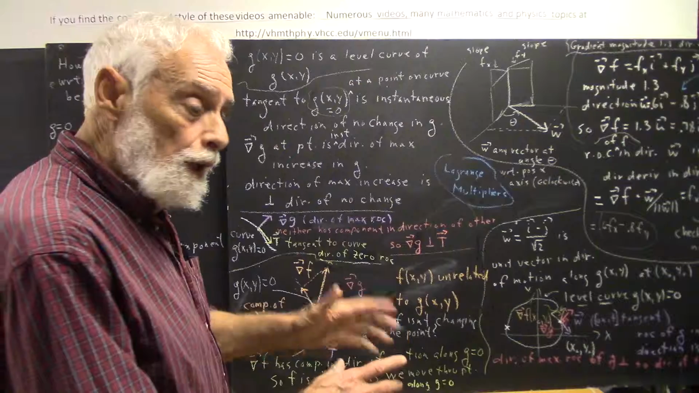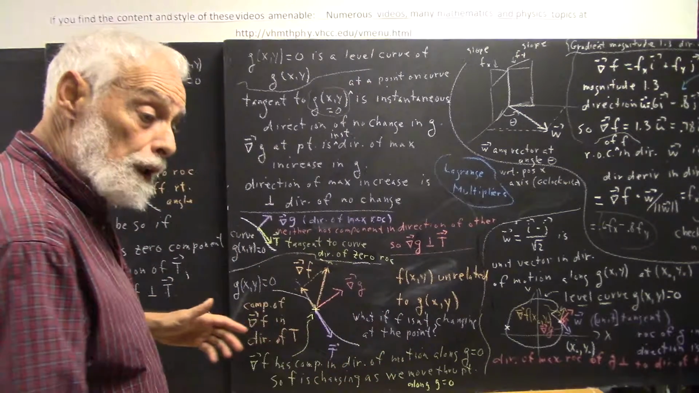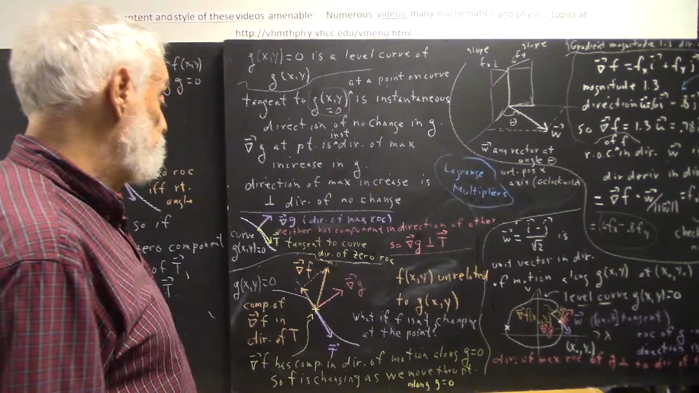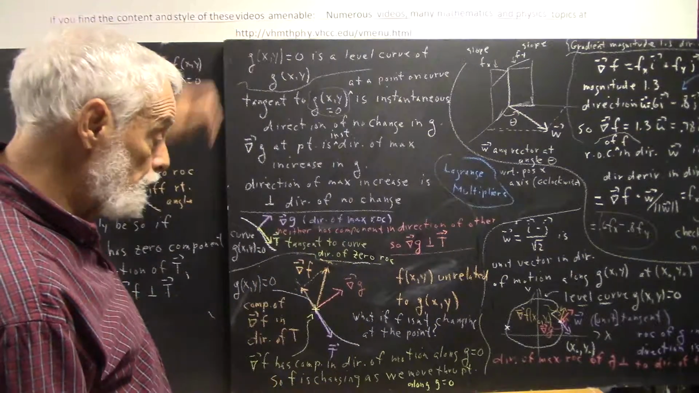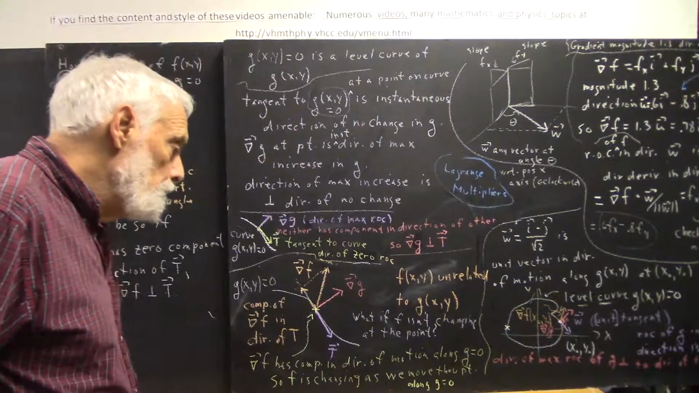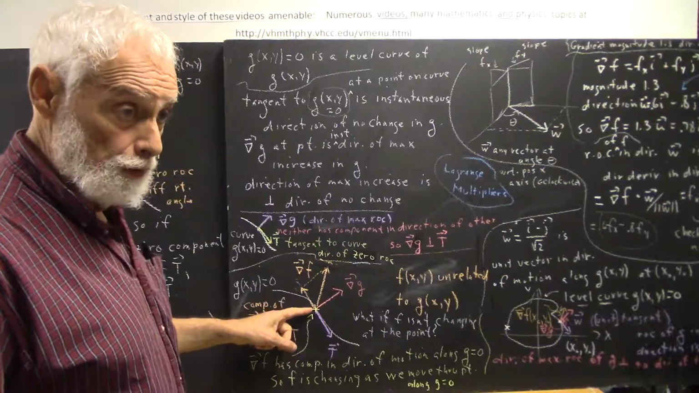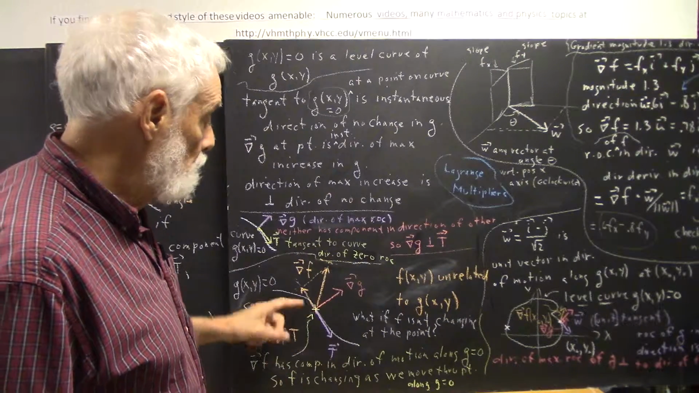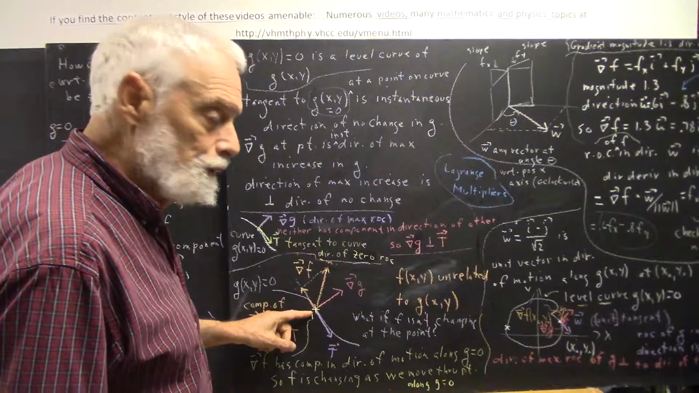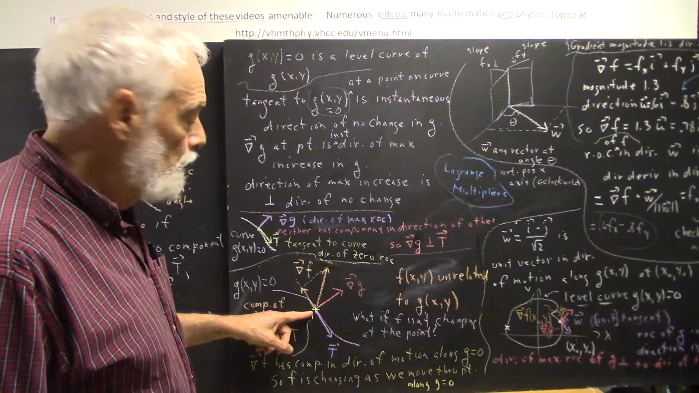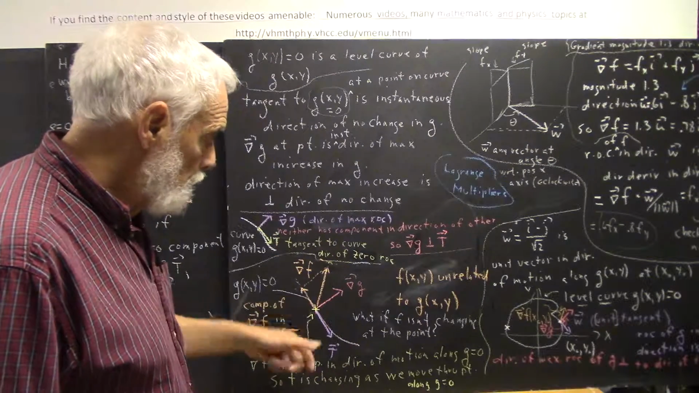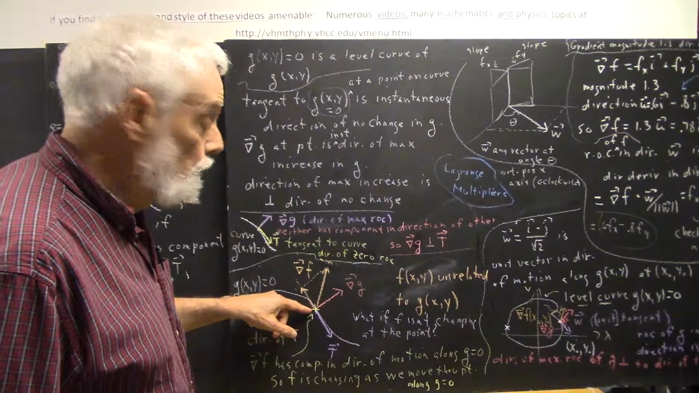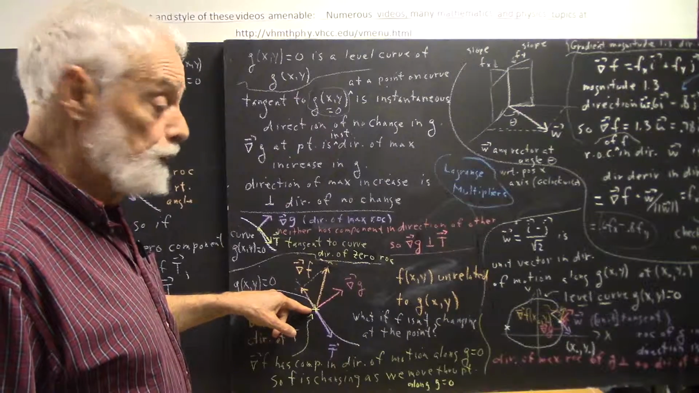Now, if we want to find the point on this g of xy equals 0 curve, this level curve of the function g of xy, we're going to be looking for a point where there's no change at this point. We're going to be looking for points of this nature where there's no change. So clearly, if del f is in this direction, there's a rate of change of t. So this is not a point where t isn't changing.